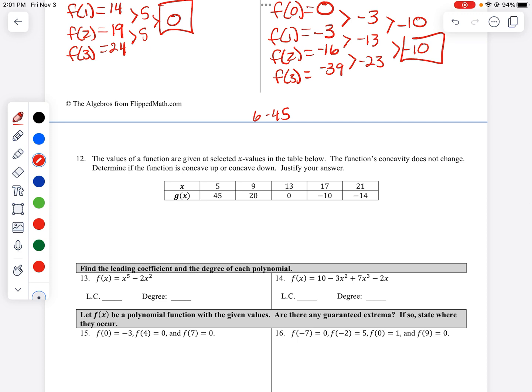Okay, the function's concavity does not change. Determine if it's concave up. Well, what's happening here? It's going down 15, down 20, down 10, and down 4. So if we look at that, what is happening to our rate of change here? Excuse me, that's 25. The rate of change is increasing, so it has to be concave up.